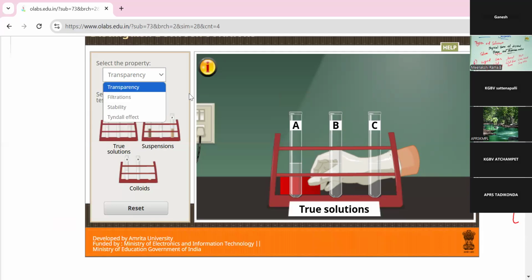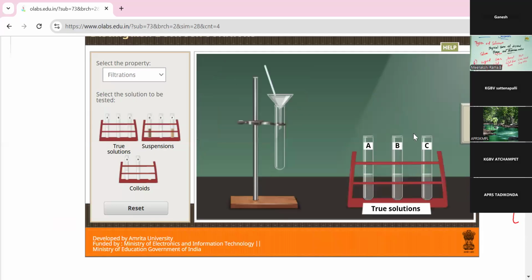Next category is filtration. So there are 3 test tubes. The 3 test tubes have different kinds of solution.